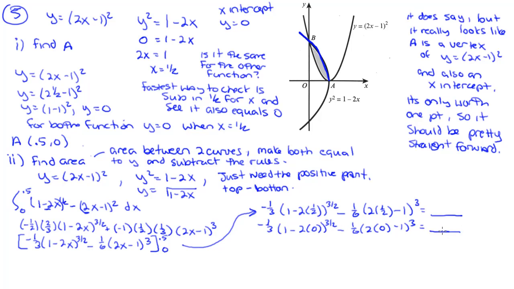Anyway, what I'm going to find out is for the first one, it ends up being 0, and the second one, it's negative 1/6. When I subtract them, I get 1/6. So that's the area between the two curves.